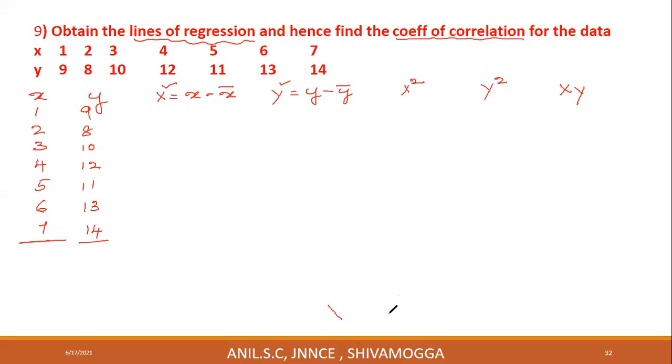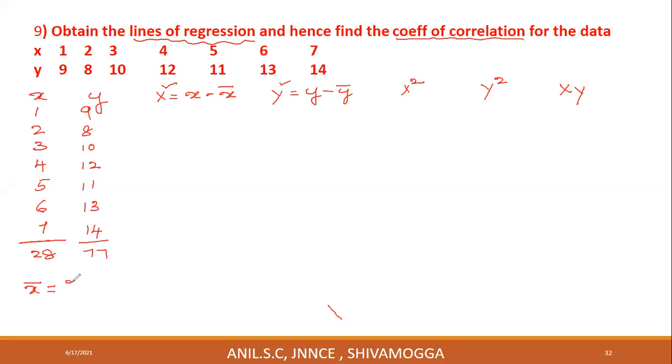What is summation X? Anyone please unmute. 28. That's right. Summation X is 28. And Y? 77. Y is 77.